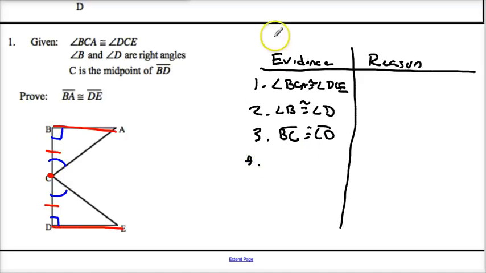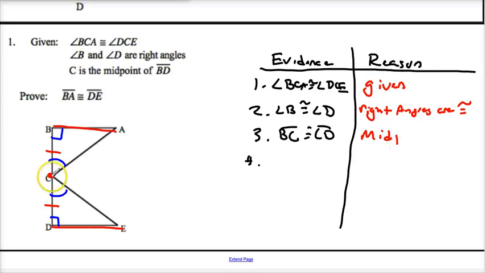All right, so now we're just going to write our reasons. Well, the first one was given to us. Thank you very much. Our second one is that right angles are congruent. This is the perpendicular angle theorem. And BC is congruent to CD. Well, that's because of the midpoint theorem, right? And we knew that C was our midpoint, so we knew BC is congruent to CD. So this was our midpoint theorem. And write out the whole thing.